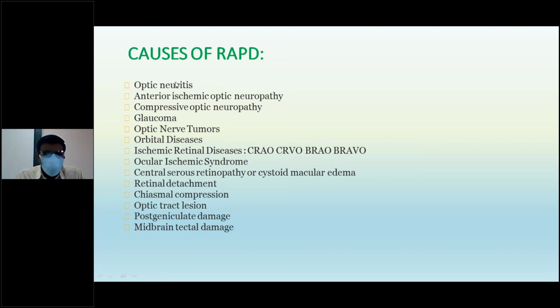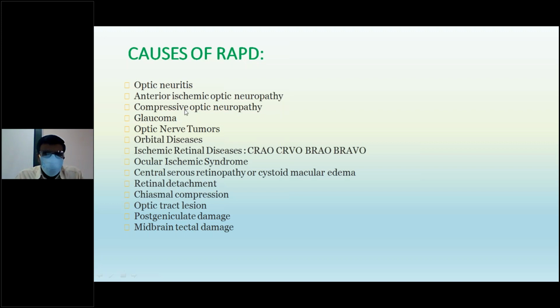Most important is you should remember optic neuritis. If the examiner asks what is the cause for RAPD, you should tell optic neuritis is the cause for RAPD. This is the most important. Optic neuritis and anterior ischemic optic neuropathy. You can tell others if you remember, but you should definitely tell optic neuritis. Optic neuritis is the most important cause for RAPD.